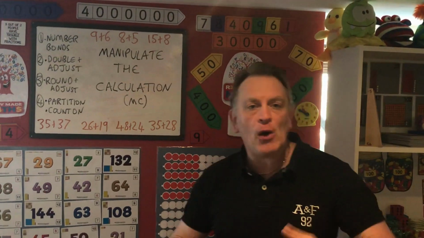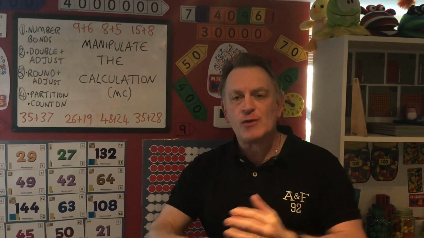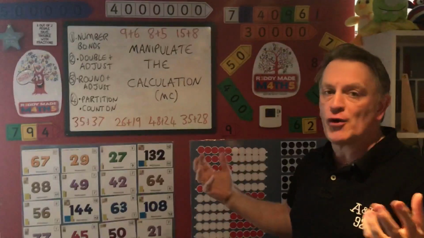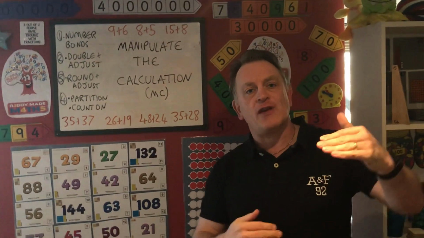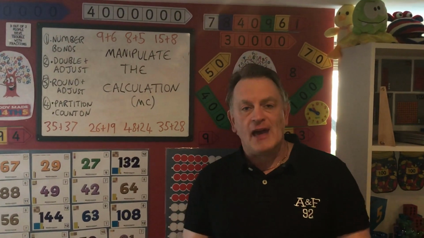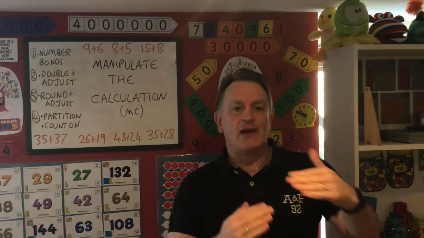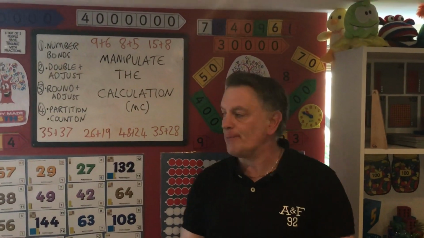Yesterday was probably the longest video that we did. We looked at partitioning and counting on, 2 kind of alternate strategies and the ones that probably children are most confident in using. For example, 48 add 36: 40 add 30 is 70, 8 add 6 is 14, put them together to get 84, or 48 add 30 is 78, add the 6, gives us the total of 84.